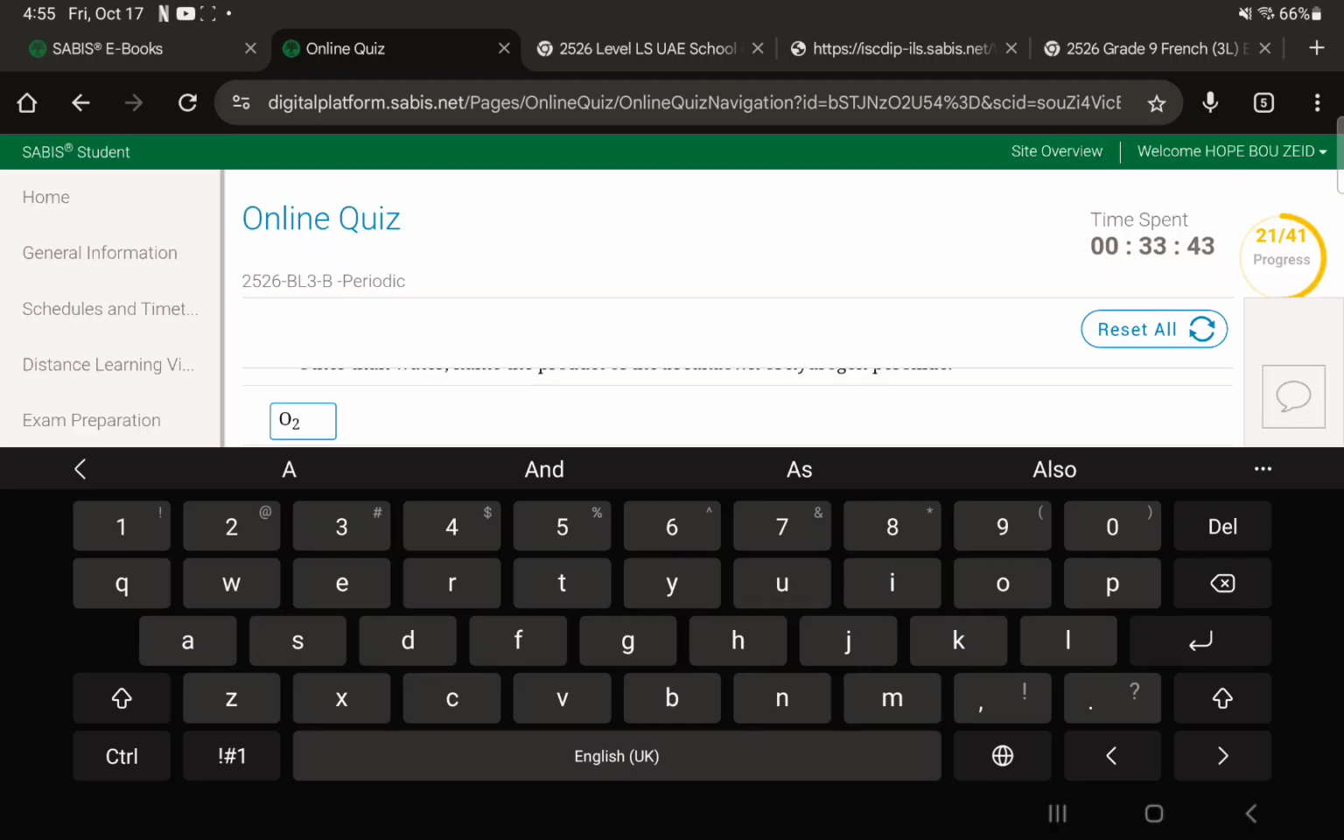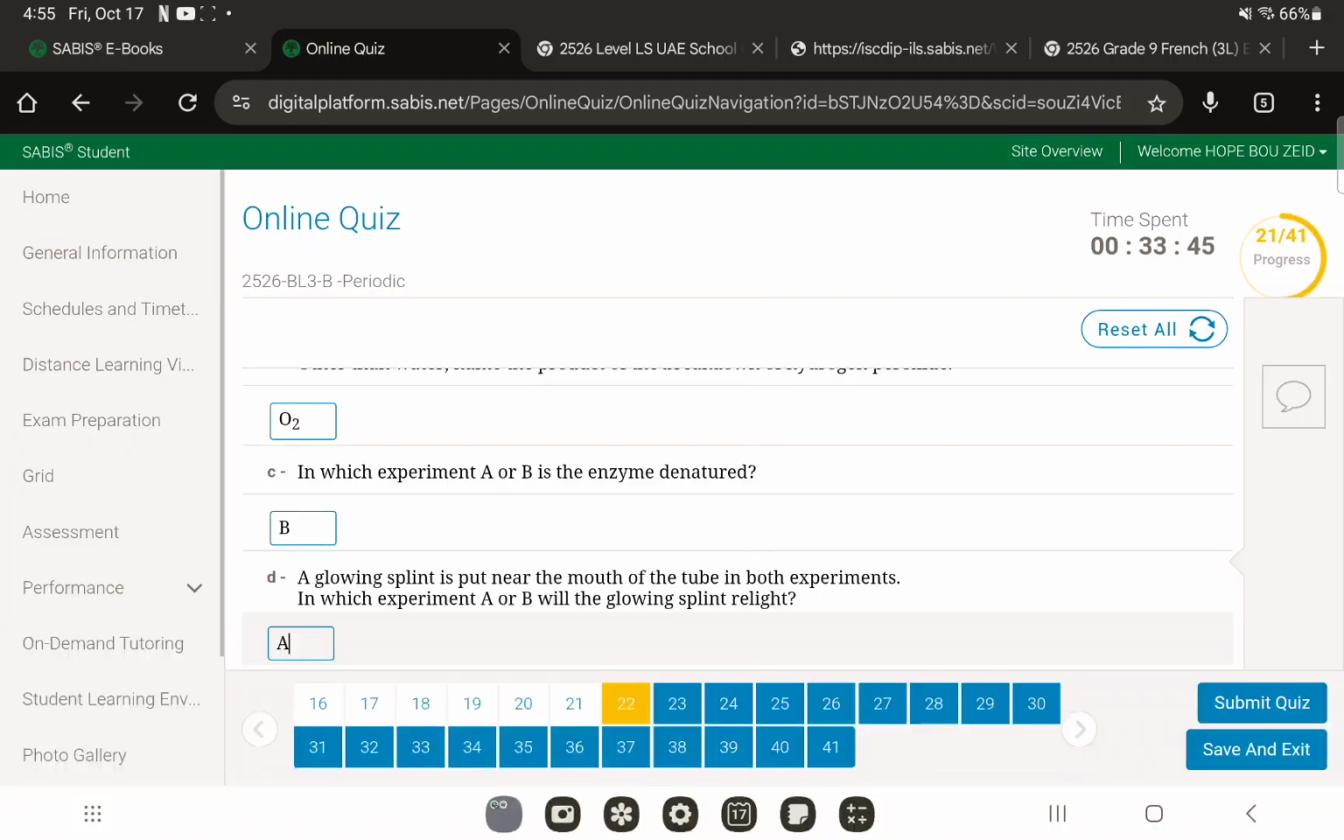In A, because B was boiled, which caused the enzymes to become denatured, which caused the reaction to never actually take place, which meant that there were no products, and the products are what relight the glowing splint, or to be more specific, oxygen.